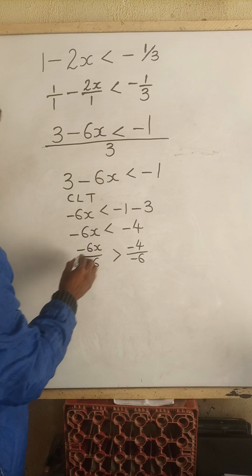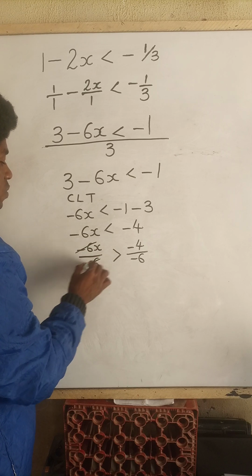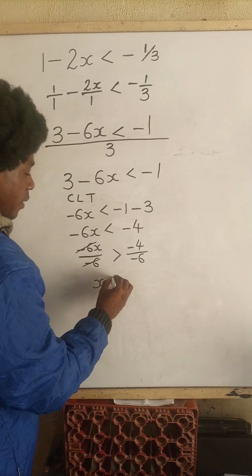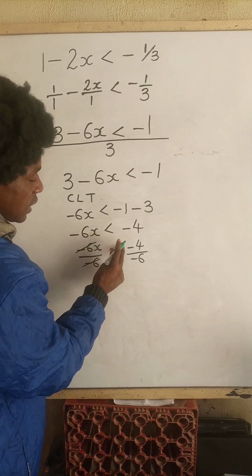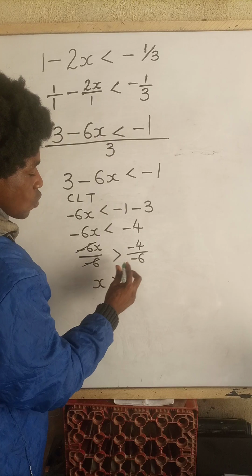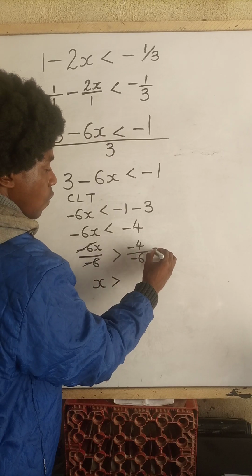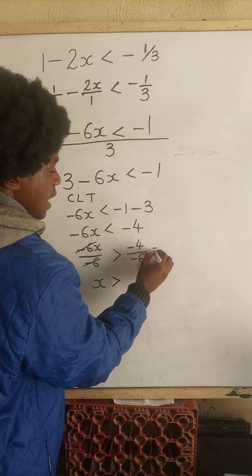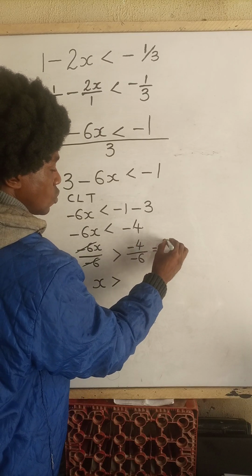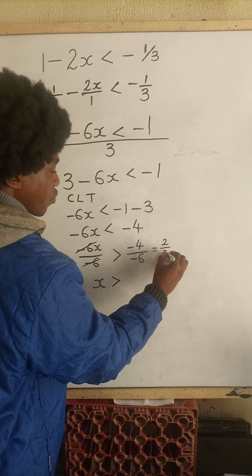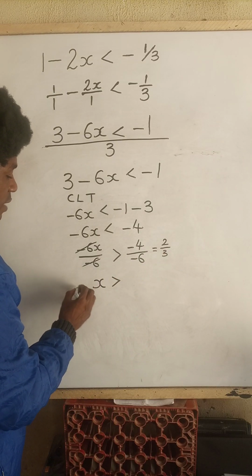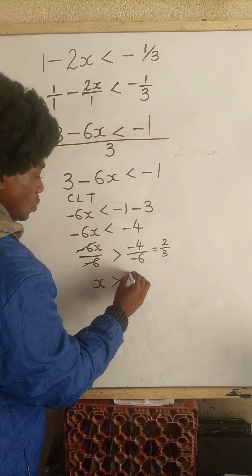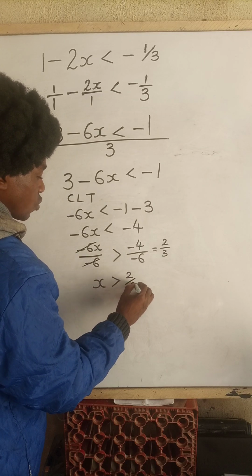Okay, so next thing that I will do now, this minus 6 will cancel out. We will now have x greater than, the negative sign will cancel out. We are left with what? 4 over 6. And when you reduce it to the lowest term, we will have 2 over what? Over 3. So the answer to this question is x greater than 2 over 3.